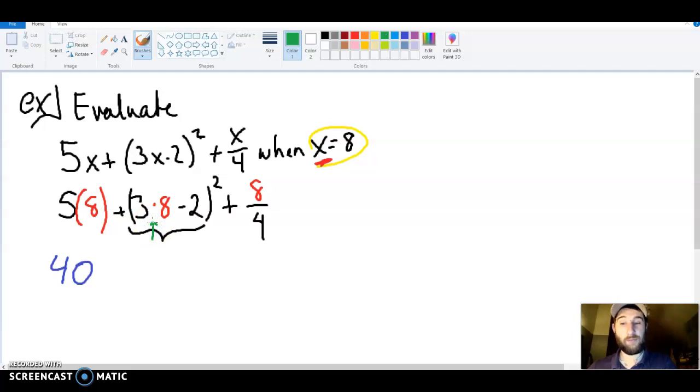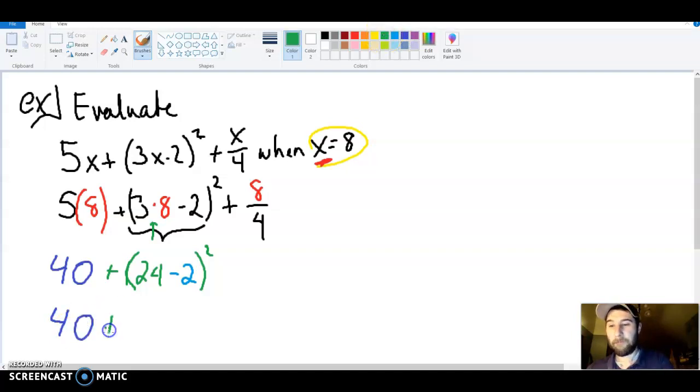Well, 3 times 8 is 24, so we have plus 24, and that's supposed to be a parenthesis, excuse me, minus the 2, all squared still. Well, 24 minus 2 is 22, so we're just looking at 22 squared. So we have 40, going to keep consistent with my colors because who doesn't love a good rainbow? 40 plus 22 squared, and then whatever 8 divided by 4 is. Well, 8 divided by 4 is 2, and so we're just going to be adding on 2.